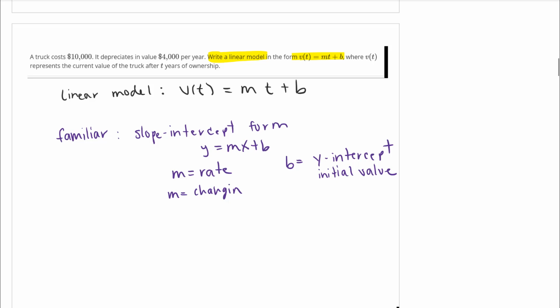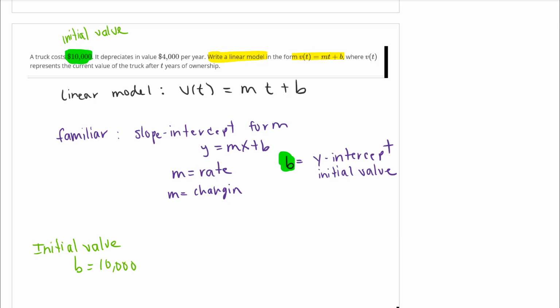So if I take that into consideration, well, I know here that my b or my y-intercept is my initial value, and so the truck is going to be initially $10,000. So I know that my initial value, my b value, is 10,000.